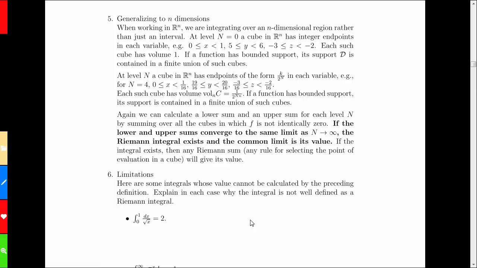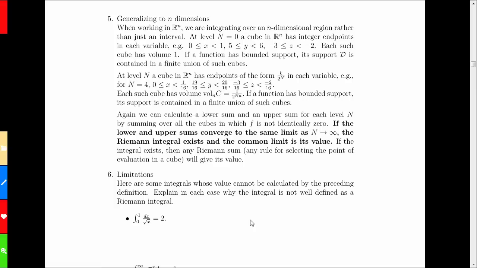So that's what we do when capital N equals 0. Suppose capital N is positive, like for example, it might be 4. Now our cubes are much smaller. The endpoints have the value some integer over 2 to the capital N in each variable. So for example, x could extend from 0 to 1/16, y from 19/16 to 20/16, and z could be negative, going from -3/16 to -2/16. The volume of such a cube is obtained by taking the length of a side, 1 over 2 to the n, and raising to the little n power.